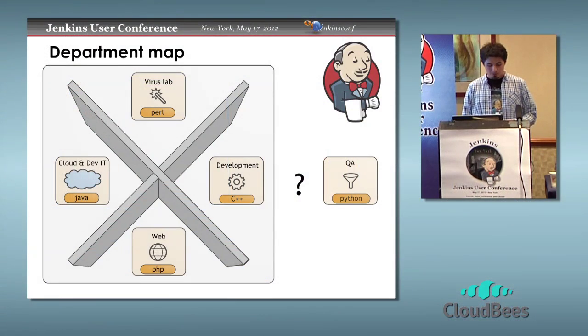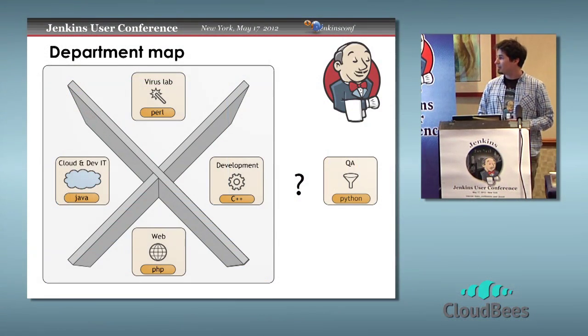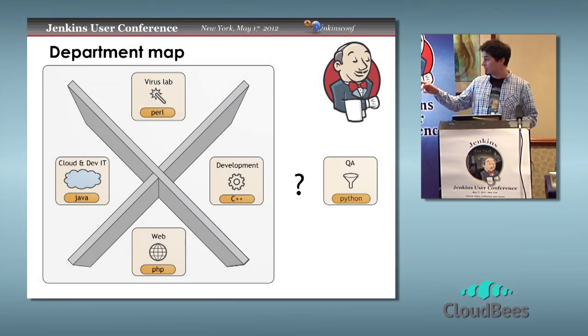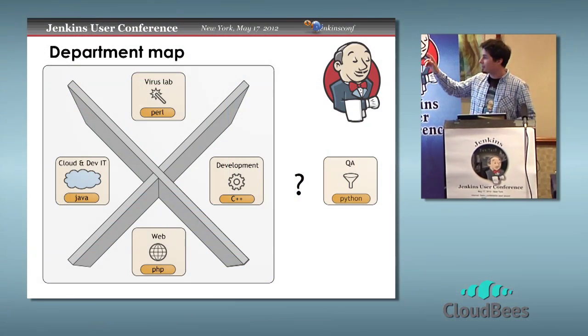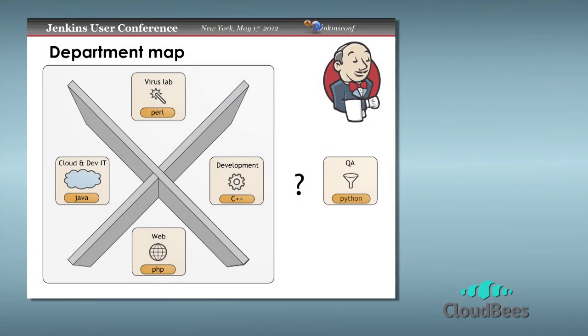So this is how the department map looked to us when we first came to AVAST. This is the company when we first came. The gray thing in the middle, those are high gray concrete walls. It means no communication at all, and thus no integration. So let's go through departments. Virus Lab geeks use Perl. They love it. And if anybody of them doesn't love Perl, their boss makes them love Perl.